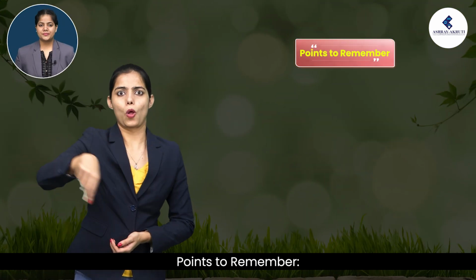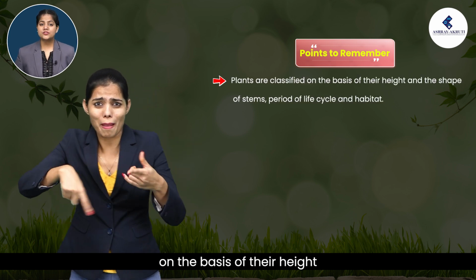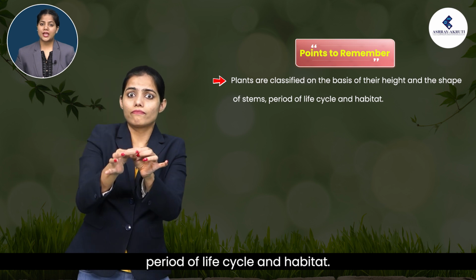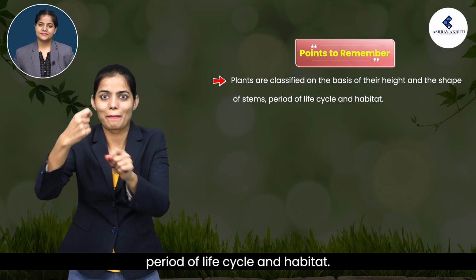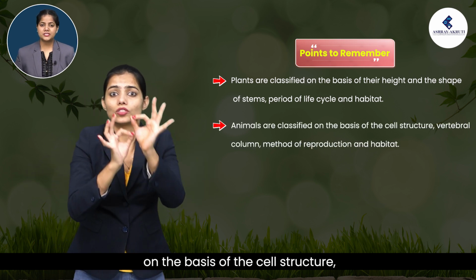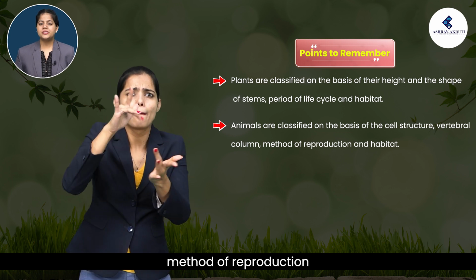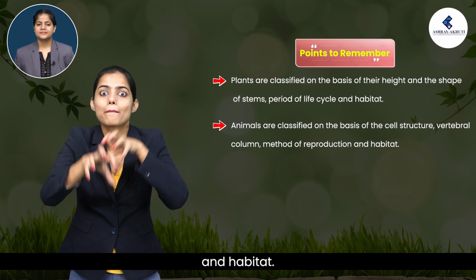Points to remember. Plants are classified on the basis of their height and the shape of stems, period of life cycle, and habitat. Animals are classified on the basis of the cell structure, vertebral column, method of reproduction, and habitat.